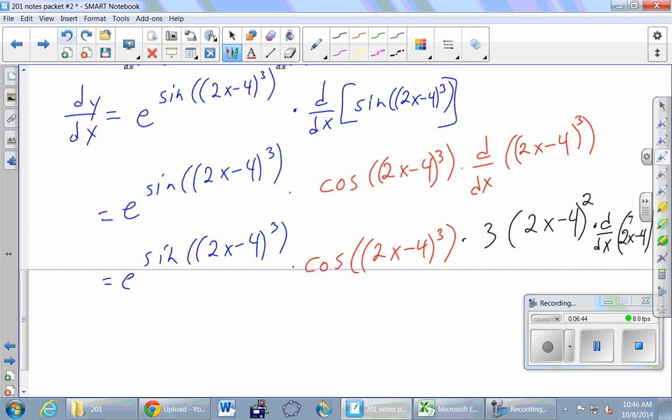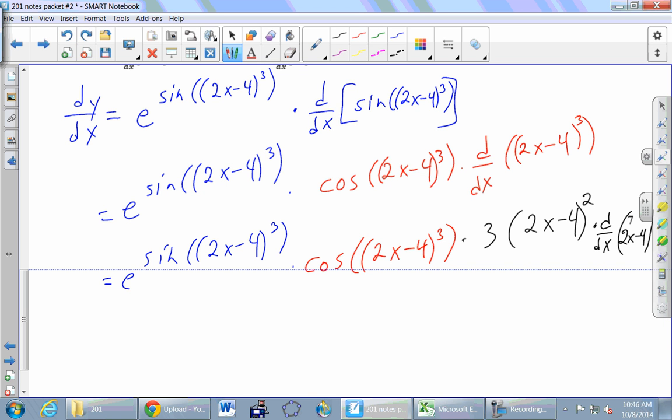All right, I'm going to get lazy because I don't feel like copying all of this stuff one last time, but let's just write the answer here. What's the derivative of 2x minus 4? 2. So the entire answer would be blue times the red times this black times the green 2. That's our answer. Questions on that?